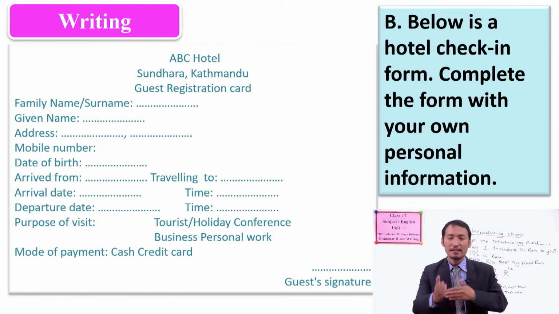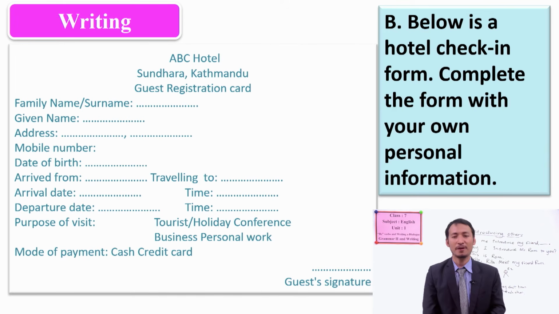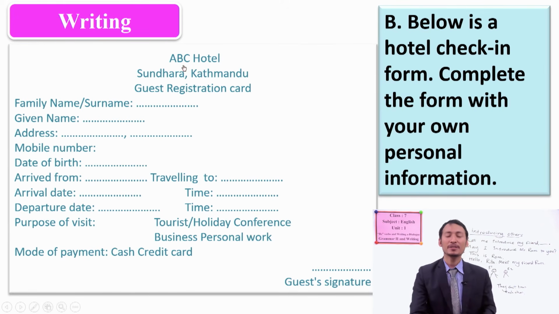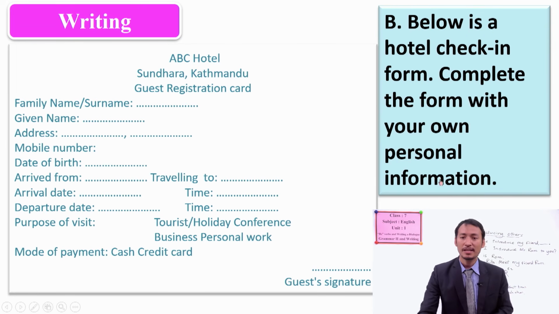Okay, students, so likewise we are going to fill in this form here. So let's look at what we have in this form. The name of the hotel is ABC Hotel, Sundara, Kathmandu, with Guest Registration Card as the title here. Now you are going to fill these blank spaces with your own personal information.